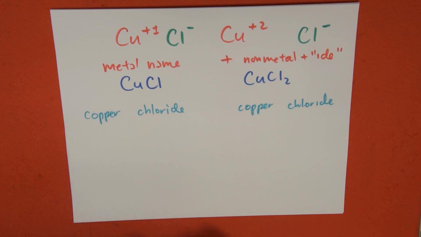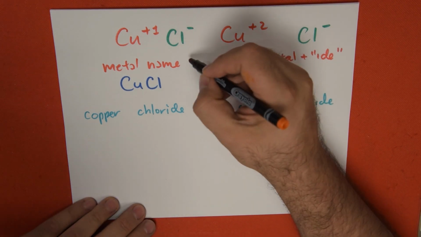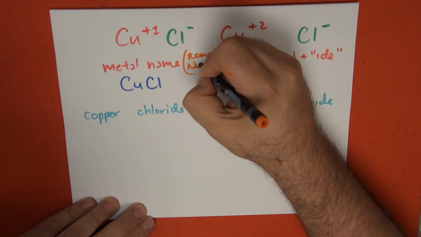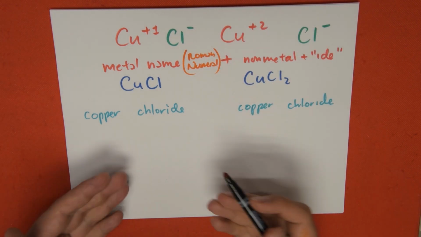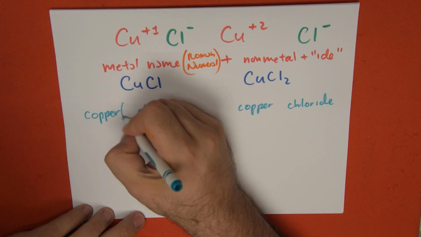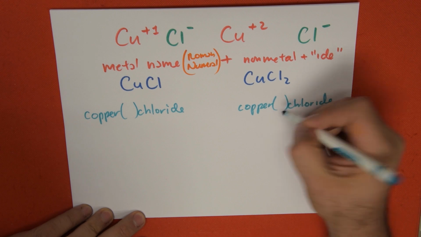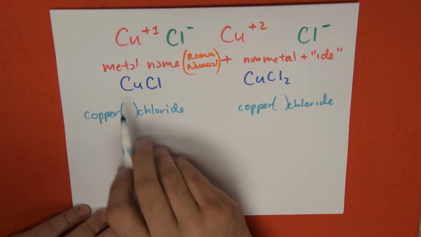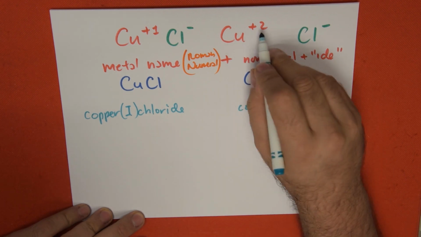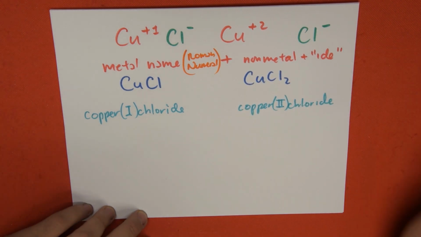So we're going to add something else to identify, which is, in parentheses, a Roman numeral. With this Roman numeral we know the valence of the metal, and we put it between parentheses. That's why I left some space here. And this is going to turn into what? Copper(I) chloride. And this one's going to turn into copper(II) chloride.